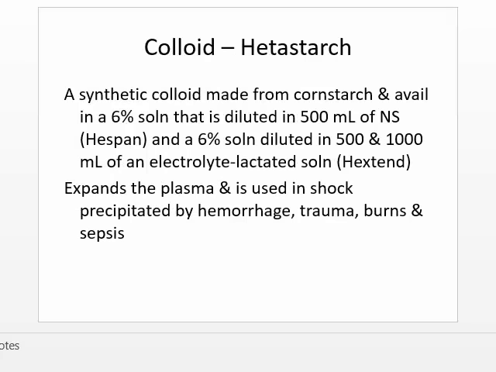The final colloid that we're going to look at is Hetastarch. It's a synthetic colloid made from cornstarch and available in a 6% solution that is diluted in 500 ml of normal saline, called Hespan. And it can also come as a 6% solution diluted in 500 or 1,000 ml of an electrolyte lactated solution called Hextend. So what happens with Hetastarch is that it's going to expand the plasma, and again is used in shock precipitated by hemorrhage, trauma, burns, and sepsis.